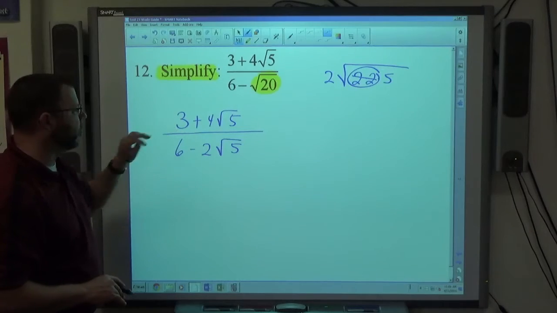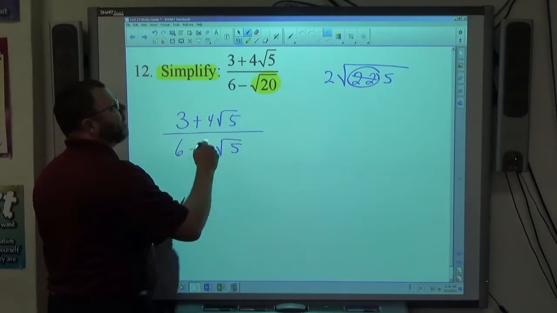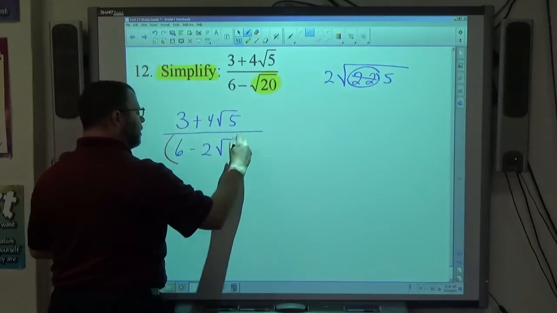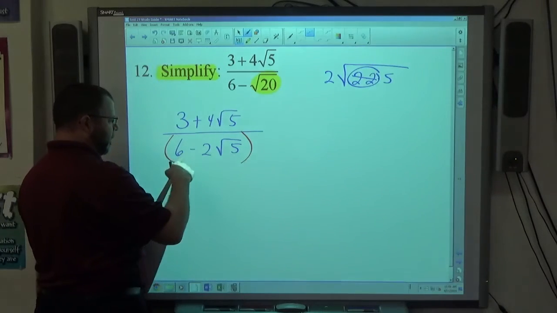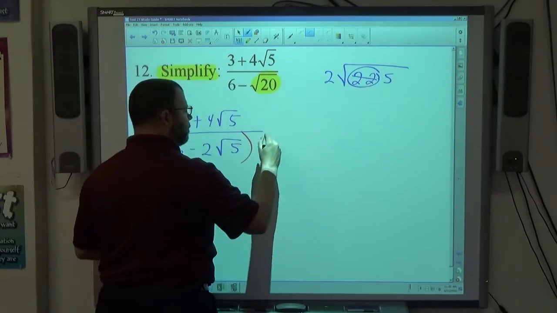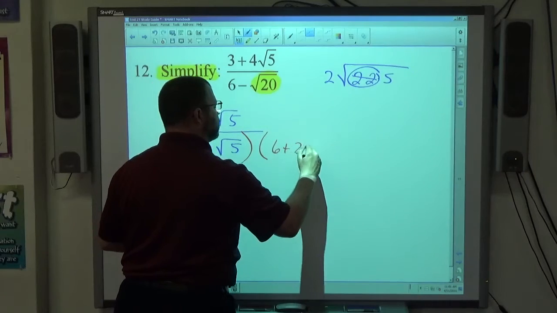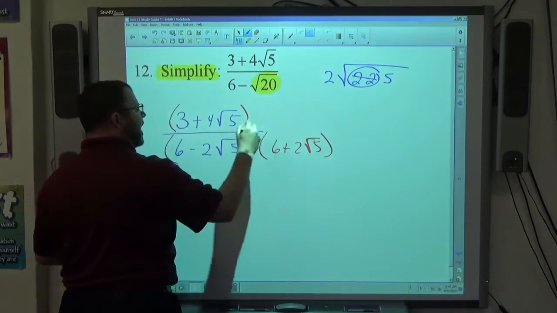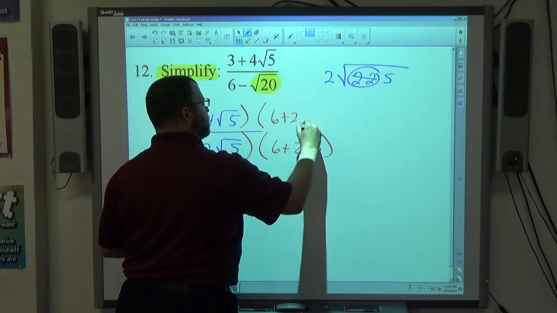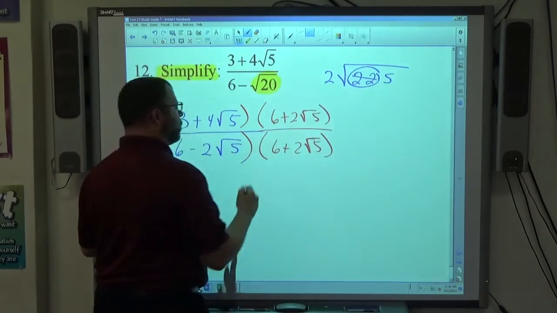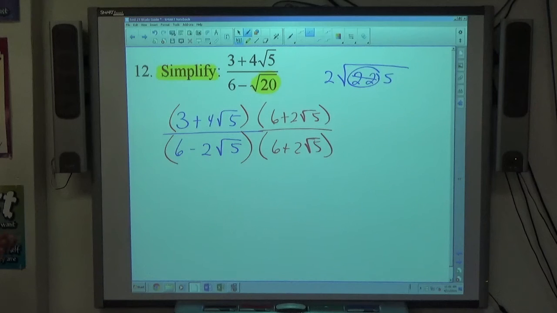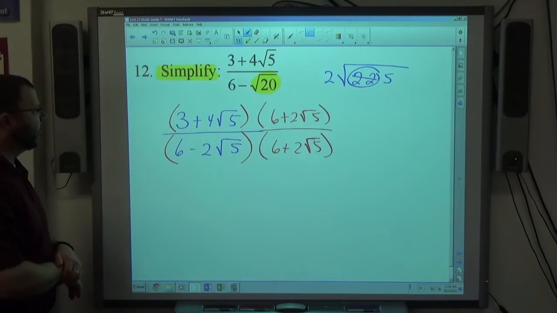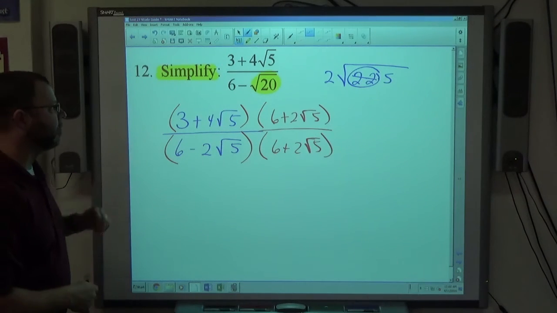Now I've got this structure issue. I don't want radicals in the denominator, so I'm going to multiply by the conjugate of the denominator. So 6 minus 2 times the square root of 5, conjugate is 6 plus 2 times the square root of 5. I got to multiply the top by the exact same thing. Basic rule of fractions, multiply the top and bottom by the same thing. You create an equivalent fraction, and the equivalent fraction will have the proper structure in this case.